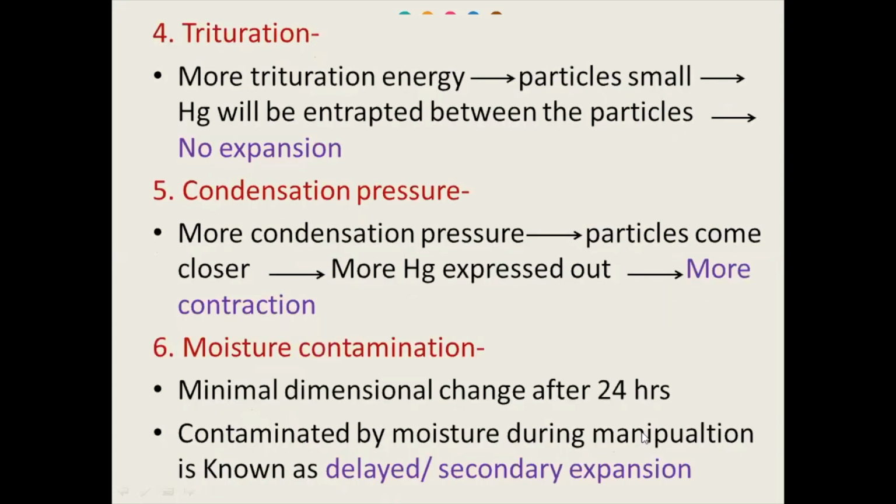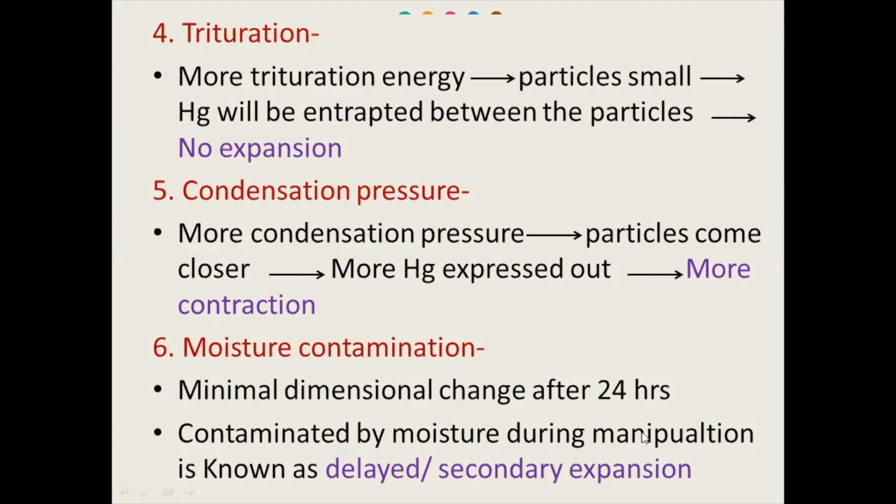Now the trituration. The more trituration energy you apply, the more the particle size will become smaller because of the trituration energy. Because of that, mercury will get very nicely pushed between the particles, so there will be no expansion. Now the next factor is the condensation pressure. The more condensation pressure is applied, particles will become closer to each other, the mercury will be expressed out, and there will be more contraction. So condensation pressure should be applied properly.